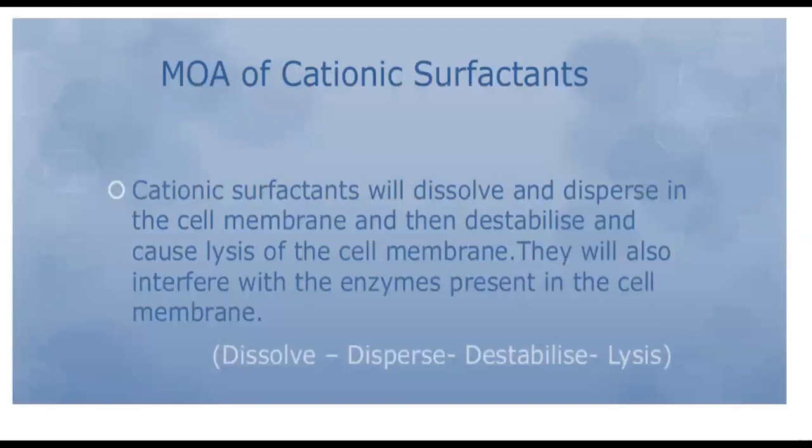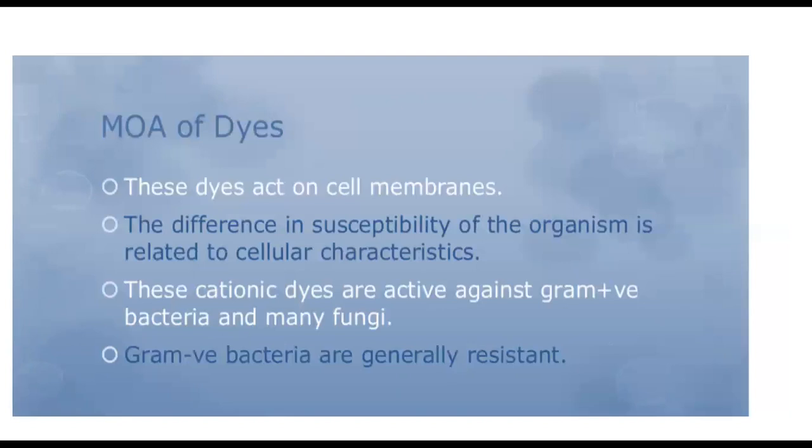Cationic surfactants will act by dissolving and dispersing into the cell membrane and then destabilizing and causing lysis of the cell membrane. They will interfere with the enzymes present in the cell membrane. Thereby, it is going to show its action.